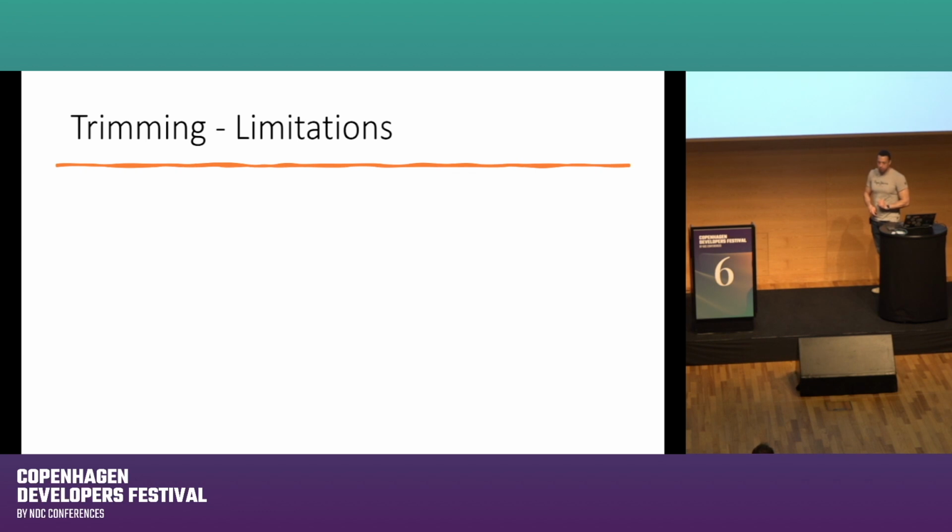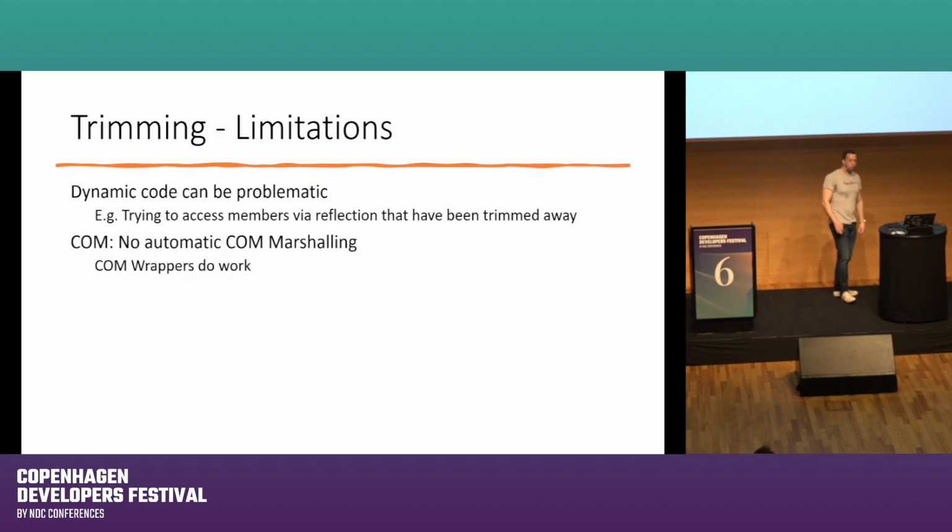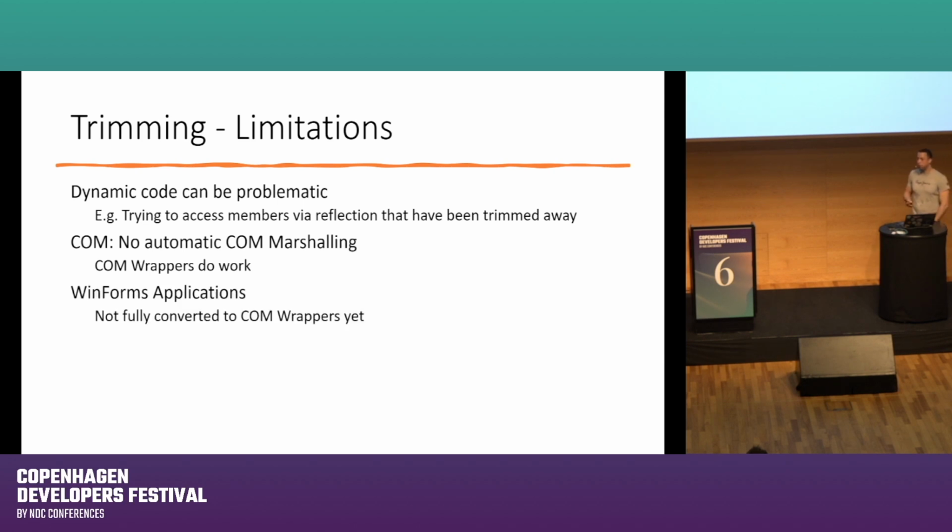There are some limitations to that. And of course, dynamic code can be problematic. If it went away, you're no longer going to be able to use reflection to find it or to call members of it. COM is also a bit difficult. There are new ways of doing COM in .NET using COM wrappers, but not everything has been fully converted to use that. For example, WinForms uses COM quite extensively, and it hasn't been fully converted to COM wrappers in .NET 7. I think there's some more in .NET 8.